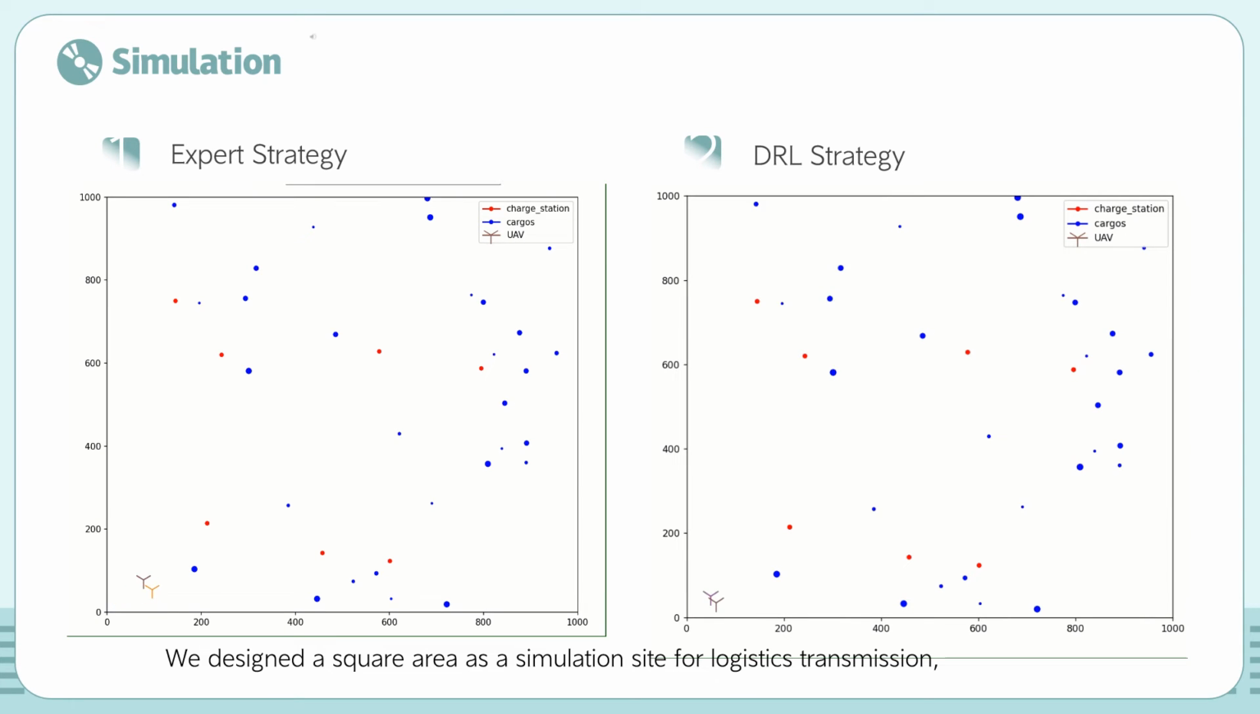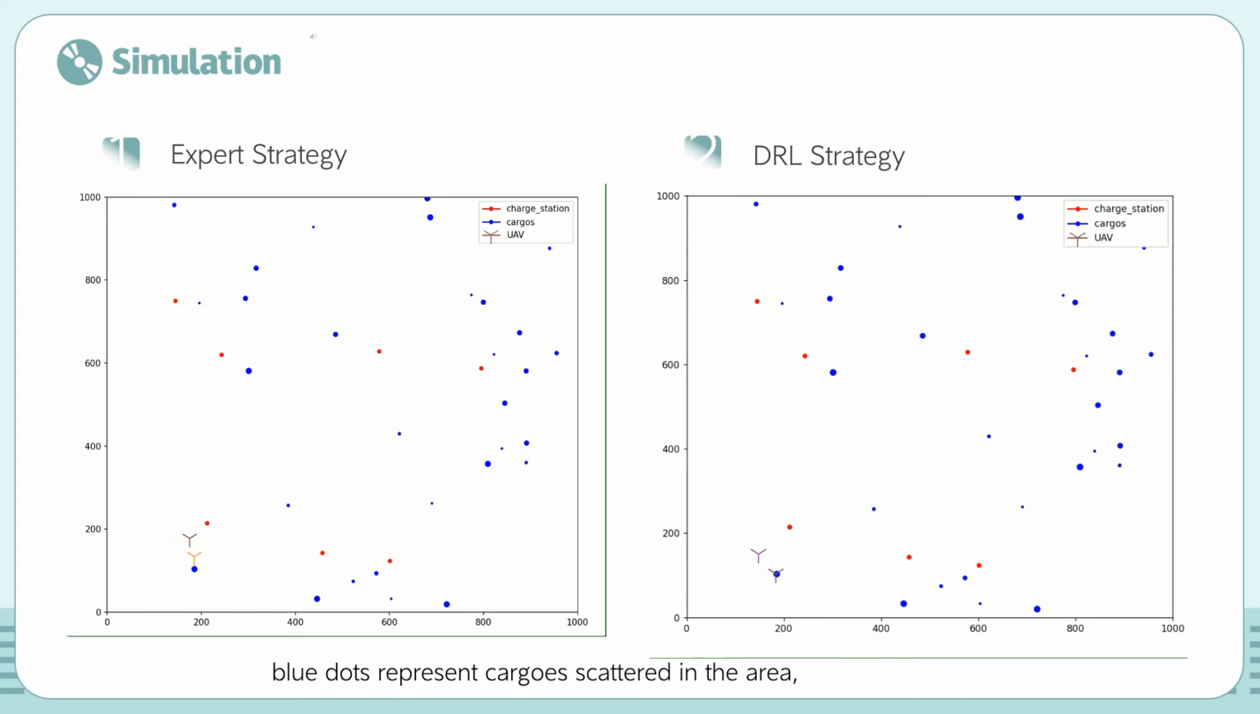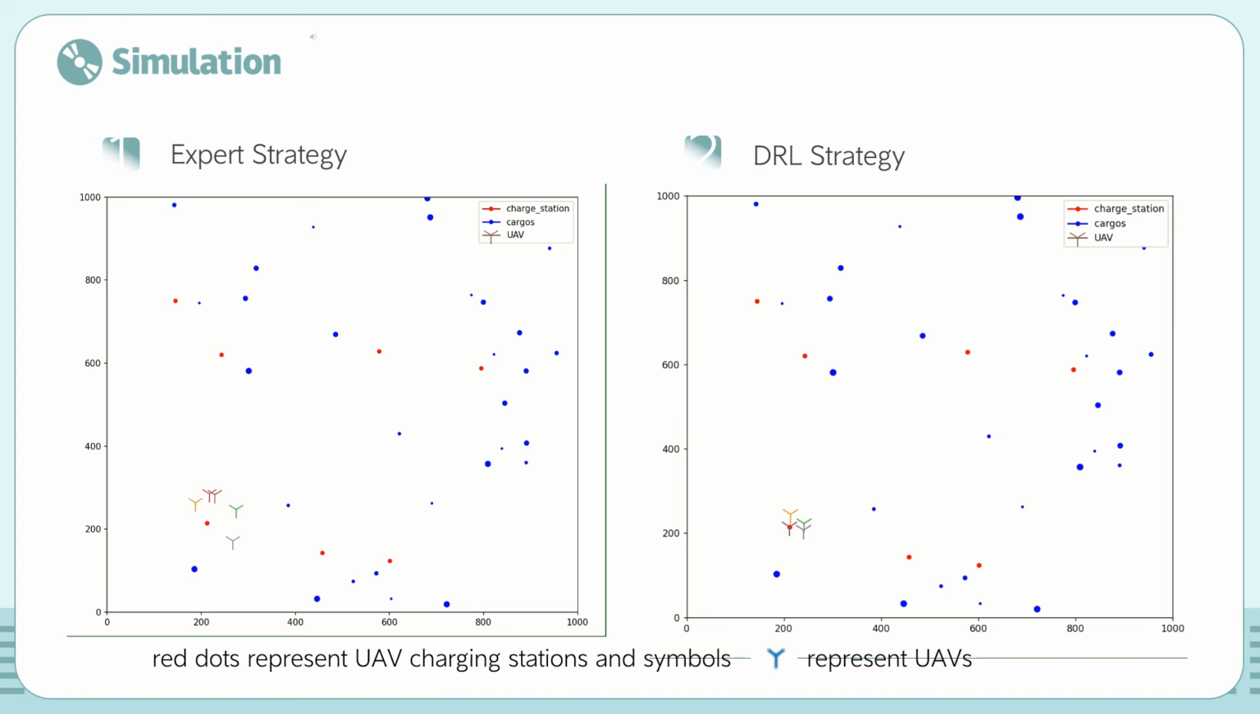We designed a square area as a simulation site for logistics transmission. Blue dots represent cargoes scattered in the area. Red dots represent UAV charging stations, and symbols represent UAVs. The size of the blue dots represents the urgency of the cargoes. In the target area, we randomly initialize UAVs in the cargo bin in the lower left corner. The UAV selects the cargo to be carried and flies to the cargo acceptance point.